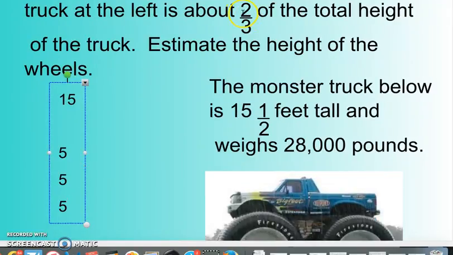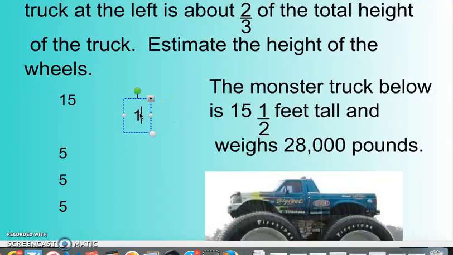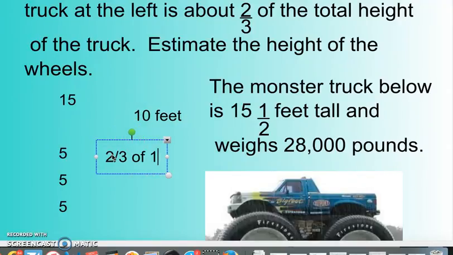So, and I want 2/3. That means I want 2 of these 5s. So 5 plus 5 is about how much is the height of the wheel? 10 feet. Nice job. Or what we did was we took 2/3 of 15, and that equals approximately 10 feet.